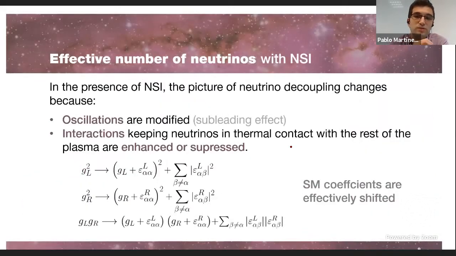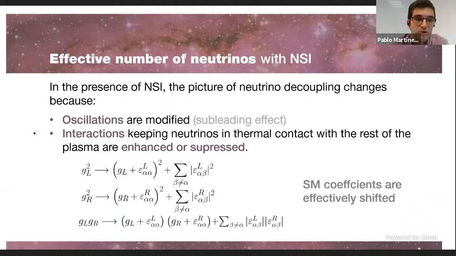But what we want to study is how NSI alter neutrino decoupling and the impact that they have on the effective number of neutrinos. So this whole picture of decoupling changes, as I said, because the oscillations are modified. They actually, for what concerns us, this modification is very small. It's a subleading effect that we could have even ignored because it's well below what can be experimentally accessible, but still we accounted for it just in case.